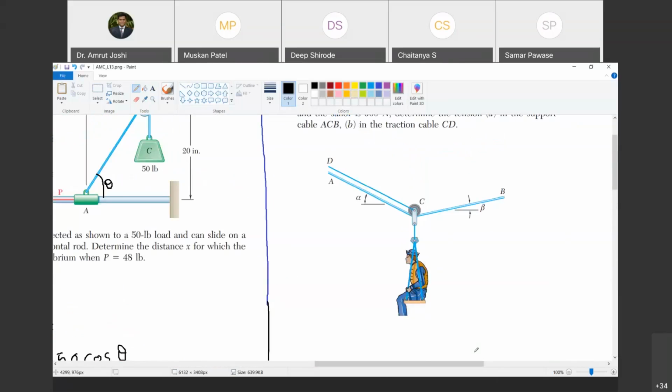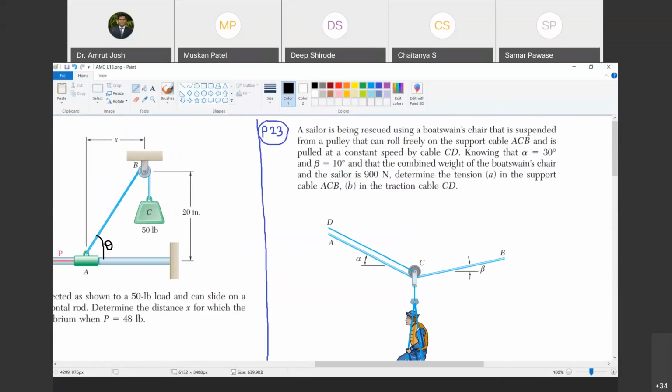Okay. So now let us solve the next problem, and then we will stop. So we have 5 minutes. We may venture 5 minutes into your recess. Pardon me for that, but we will finish this set today. A sailor is being rescued using a boatswain's chair that is suspended from a pulley that can roll freely on the support cable ABC.